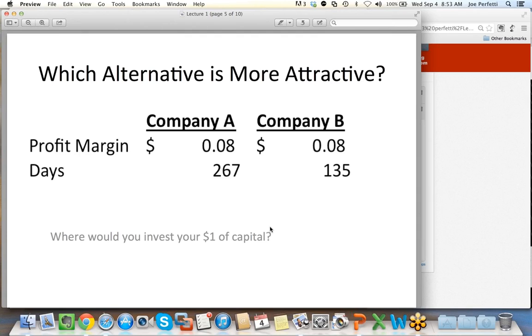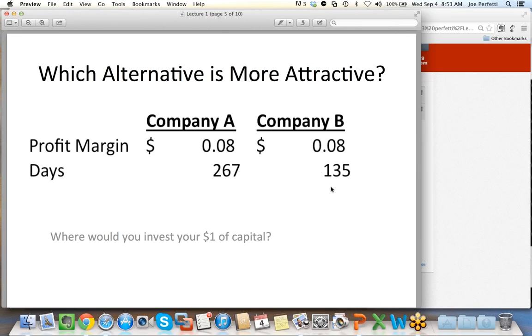It's not just about the margin. It's about how long it takes you to earn that margin that's going to be important. Because if I make 8 cents every 267 days, that's about 11 cents a year. If I make 8 cents every 135 days, that's about 22 cents a year. So the real question is, would I rather earn 11 cents a year or would I rather earn 22 cents a year for the same risk? And I think from an investor's standpoint, the answer is pretty obvious.